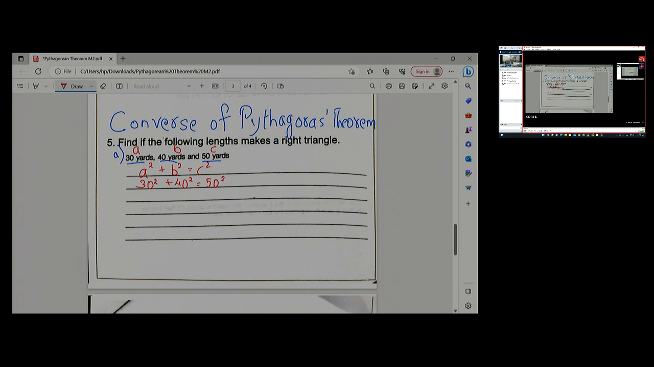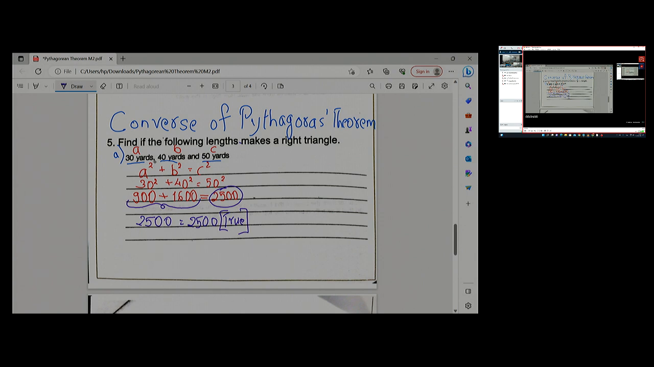So we get 30 square is how much? 900. Okay. 900. 40 square is 1,600. And 50 square is 2,500. So 900 plus 1,600, these two, how much is it? 2,500, which is equal to this 2,500. Correct or not? Correct. So this is true, right?